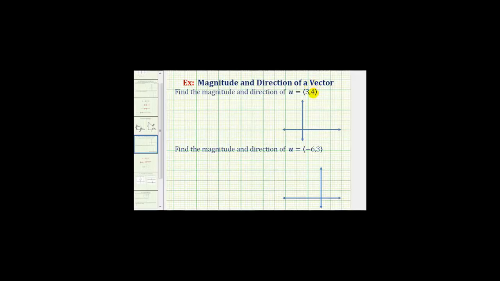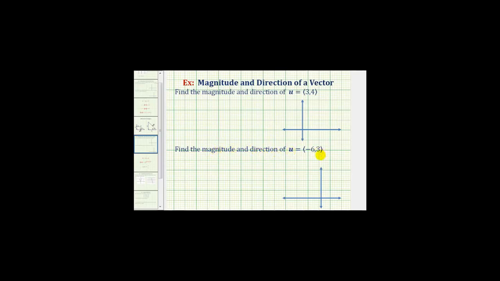Now we'll look at two examples of determining the magnitude and direction of a vector given in component form. For this first example, we're going to sketch the vector and then use what we know about right triangles to determine the magnitude and direction. For the second example, we'll use formulas for the magnitude and direction that can save us some time.